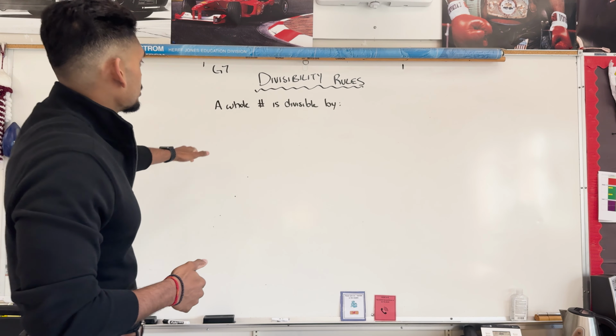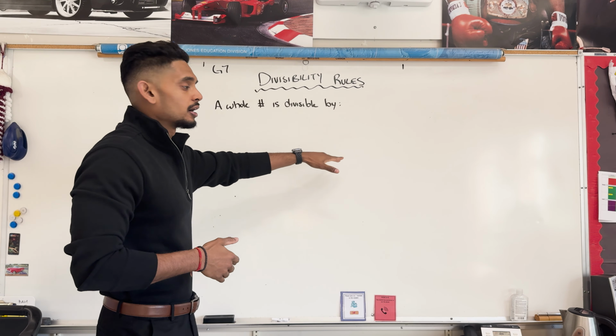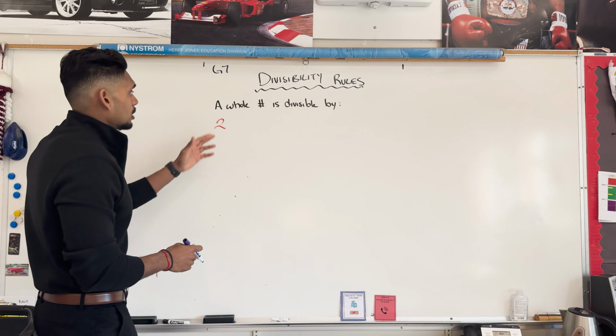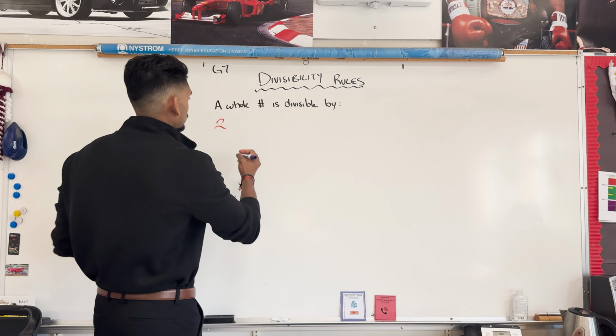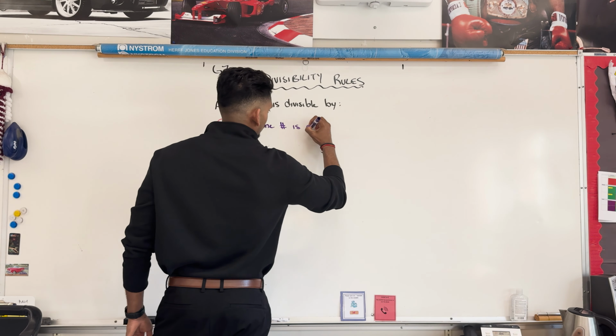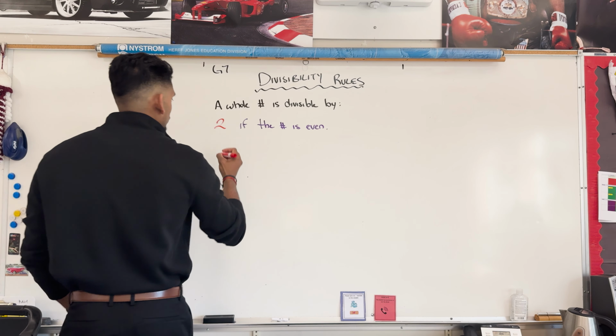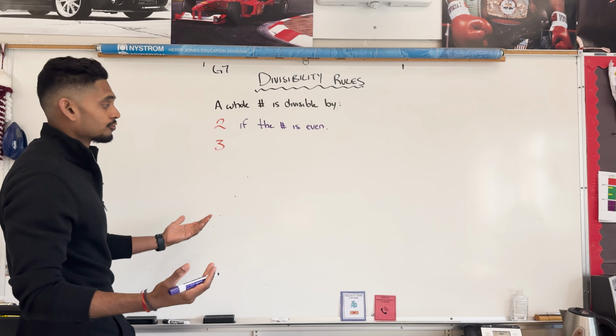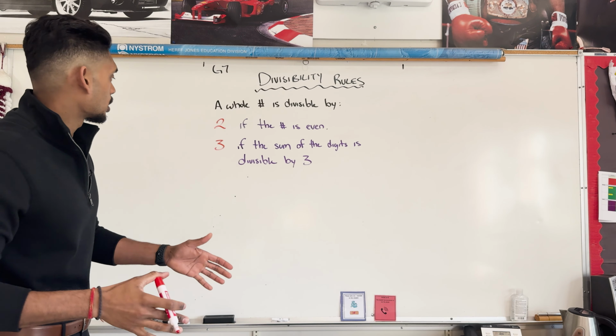Now, I wrote here, a whole number is divisible by, our first number is 2. So, a whole number is divisible by 2 if the number is even. Let's do the next one. What's after 2? Now the rule for 3 is, okay, this one's kind of cool.